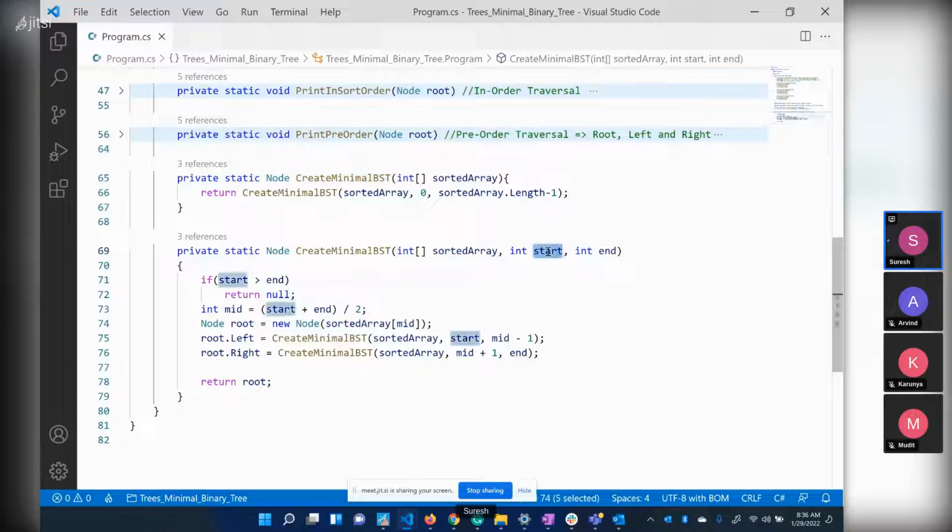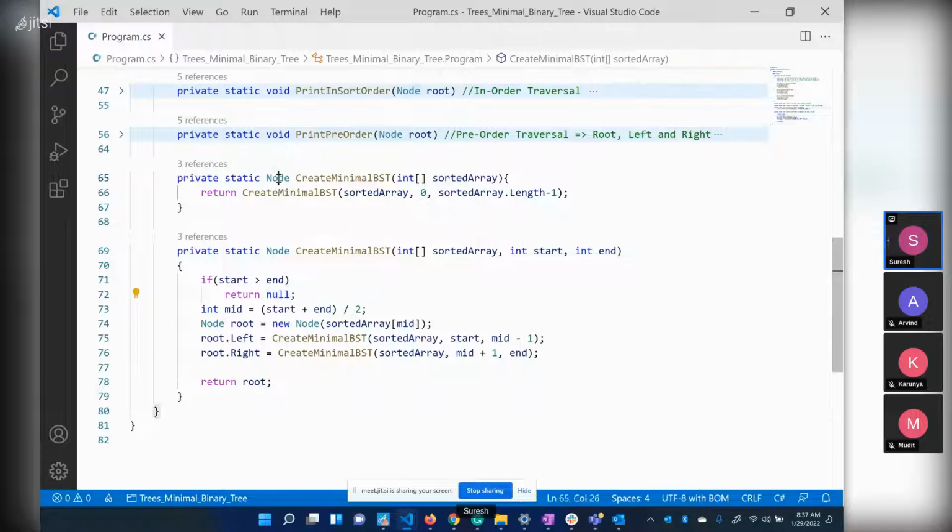We are sending start and end. When you initially start, what is the starting value? 0, right? And the last value is sorted array length minus 1. That is the ending index. Basically, we are sending the starting index and the ending index. We call create minimal binary search tree, and at any point of time, if start becomes greater than end, return null.